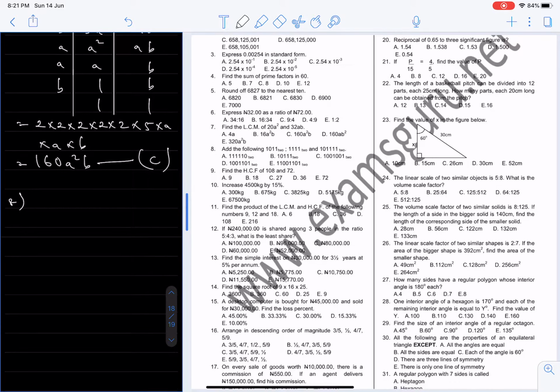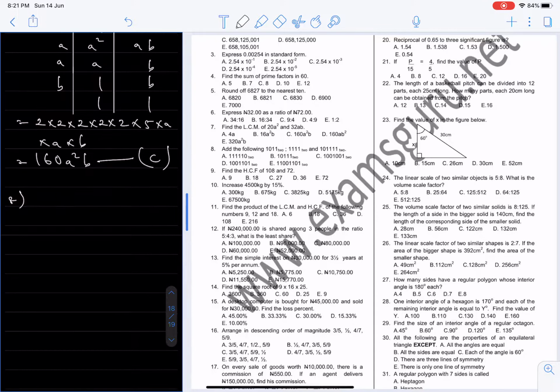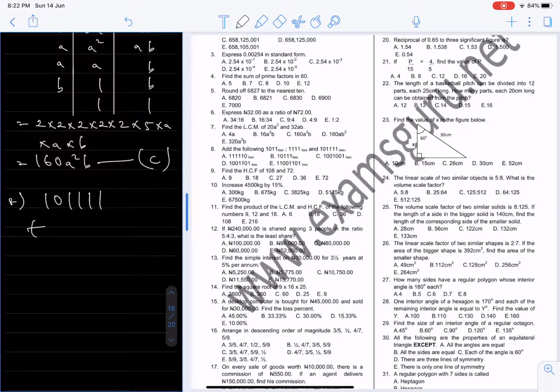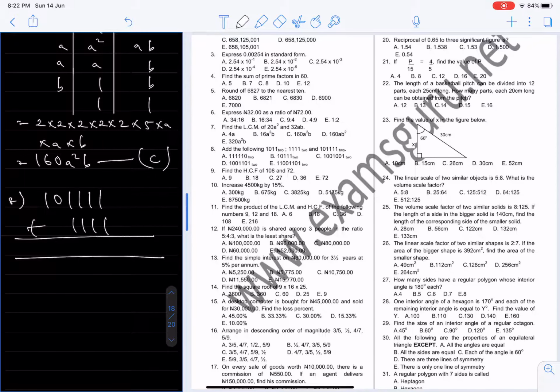Add the following in base 2. 101111 base 2 plus 1111. I want to write that first. 1, 0, 1, 1, 1, 1, that's in base 2, plus 1, 1, 1, 1. The numbers are in base 2, mind you. This is a trick here.